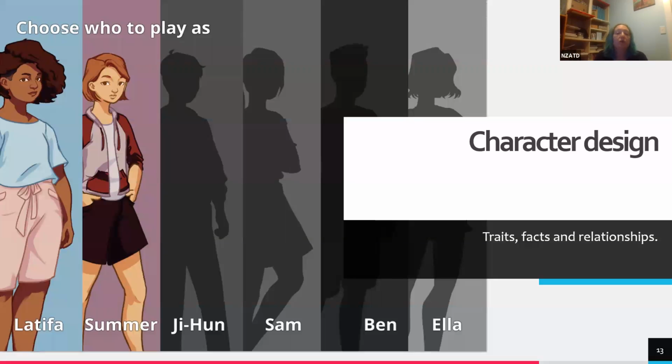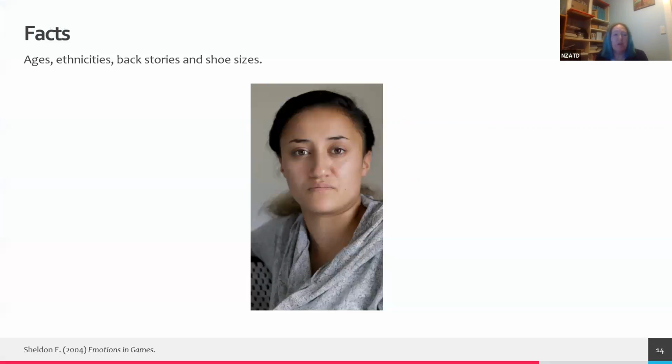So the next thing we're going to look at is, how do you design your characters? Now, games look at a number of different things. They look at the traits, the facts, and the relationships. And what we do as learning designers in our character design is often we focus too much on the facts.